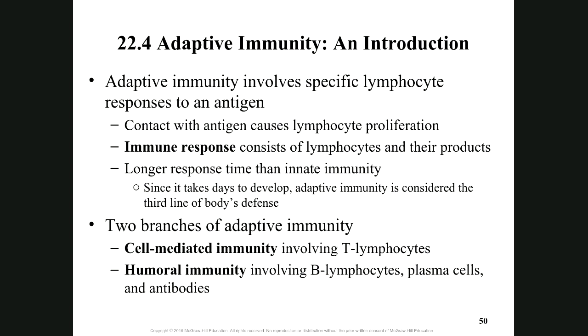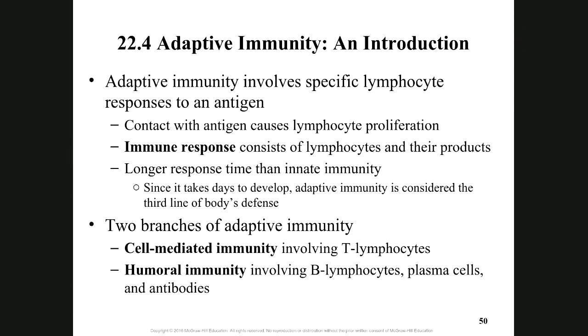However, it takes longer to effectively develop than the response we have for innate immunity in our body. Lymphocytes must make contact with the antigen, which causes a lymphocyte to proliferate and differentiate to form a specialized clone, or army, of lymphocytes against that specific antigen. At least several days are generally required to develop an immune response upon the first exposure to the antigen. Because of that, we call adaptive immunity the third line of defense.